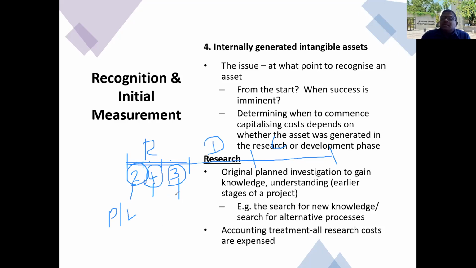So the double entry would be you are crediting the cash, debiting the research expense. Here also crediting cash, debiting the P&L, whatever. I think it's clear. Okay, then we will look at the other one.